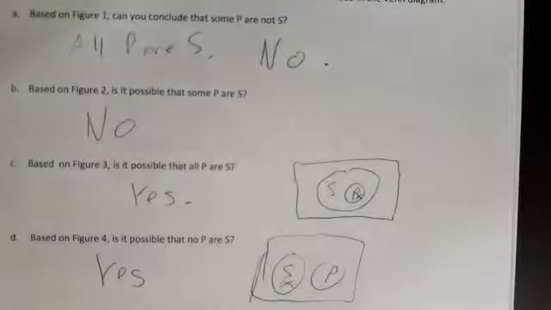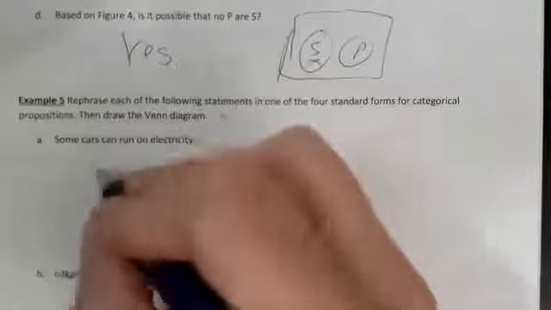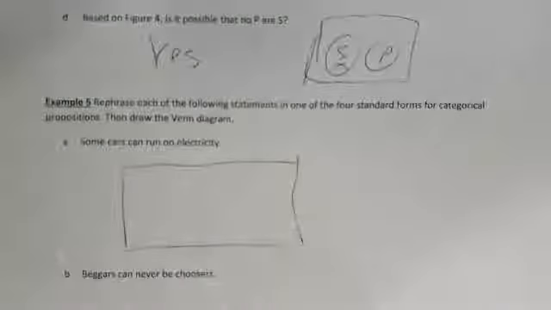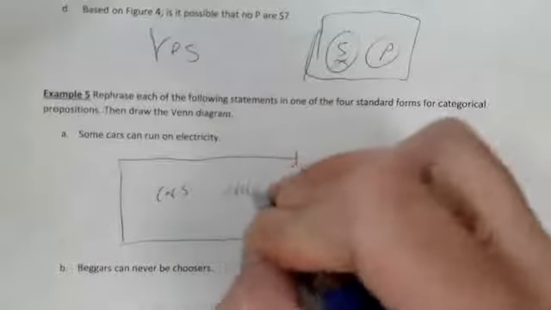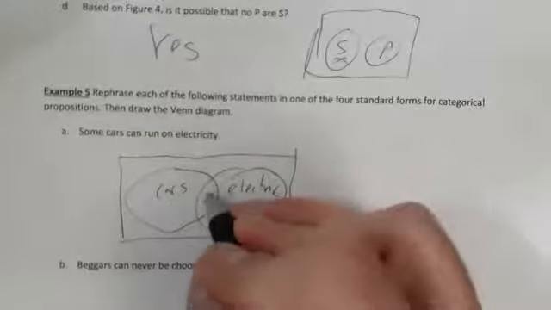So example 5. Some cars can run on electricity. So they want us to rephrase this. So some cars can run on electricity should look like figure 3, right? Going back to figure 3. Car, electric. And figure 3 looks like this. So some cars run on electricity. Some cars are electric. We know there's a member in their overlap.